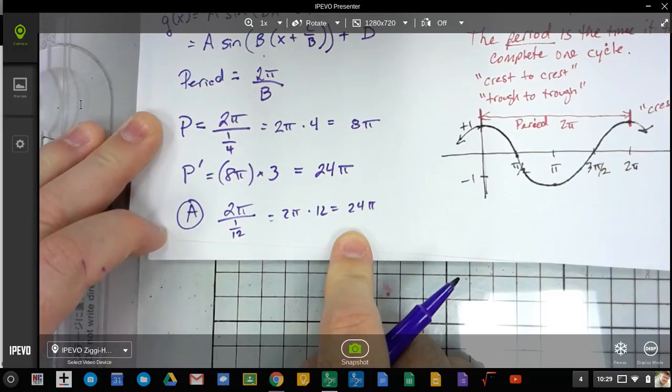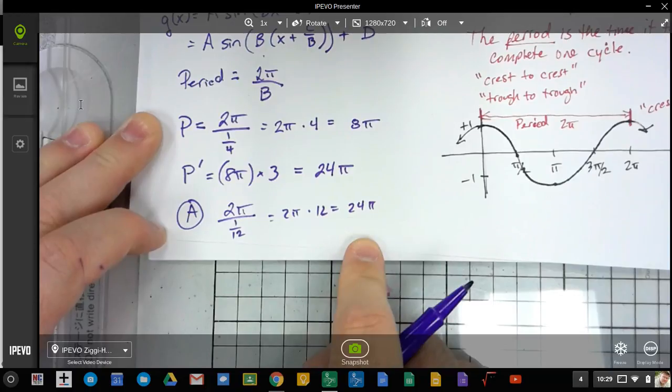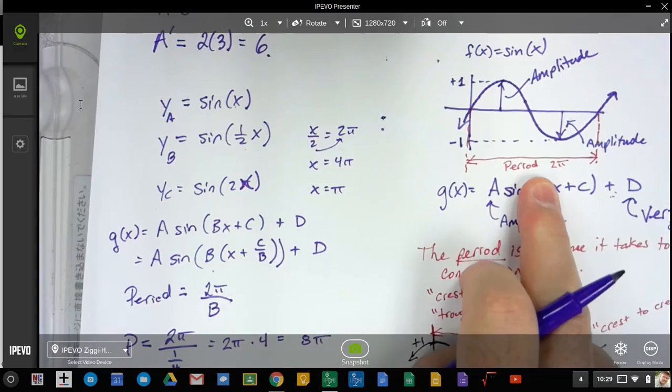So again, this is a really easy problem if you can divide two numbers. Okay? Or you know your definition of period and you can graph the functions against each other and answer it that way.